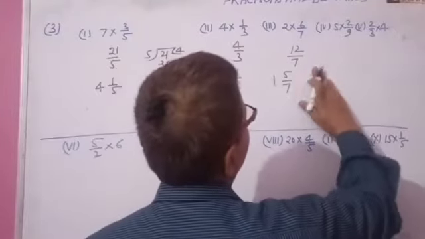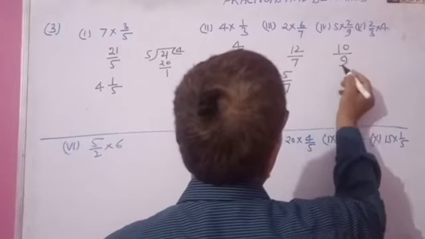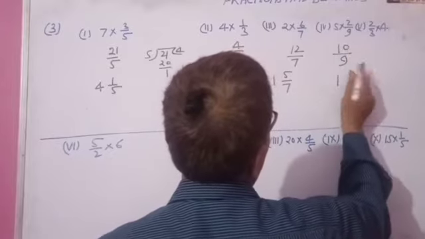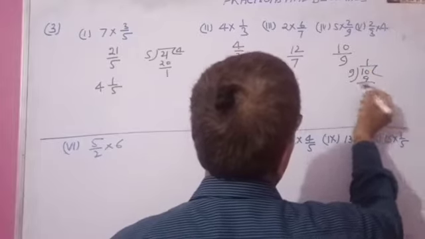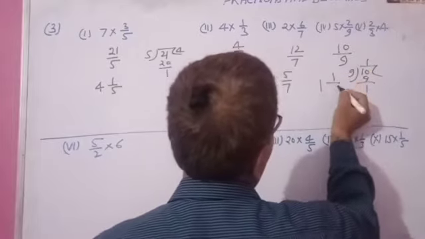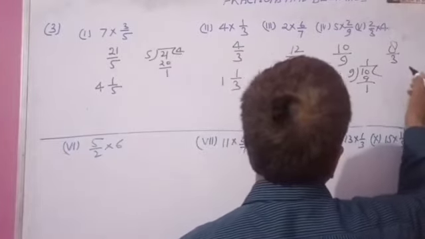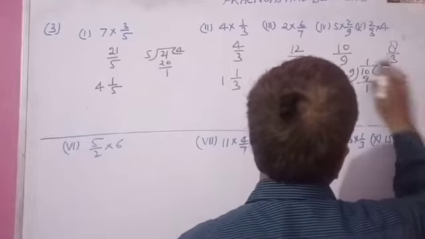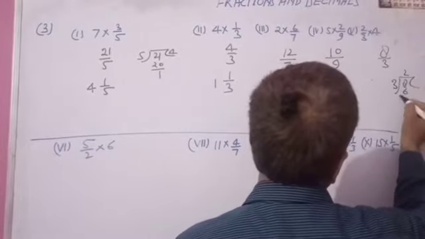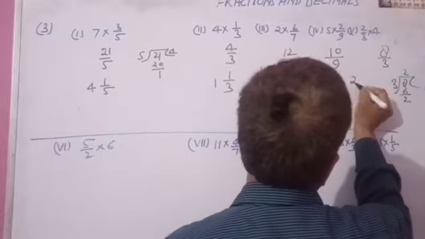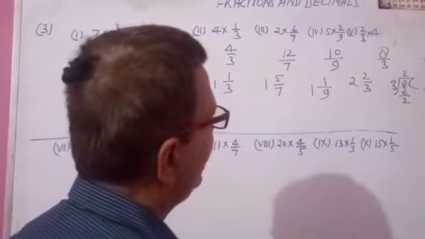Now this is 5 multiplied by 2, that is 10 upon 9. You can divide like 9 1s are 9 and 1 whole 1 upon 9. This is, you are saying, 2 multiplied by 4, 8 upon 3, and you can divide 8 by 3, 3 2s are 6, 2 whole 2 upon 3, 2 whole 2 upon 3.